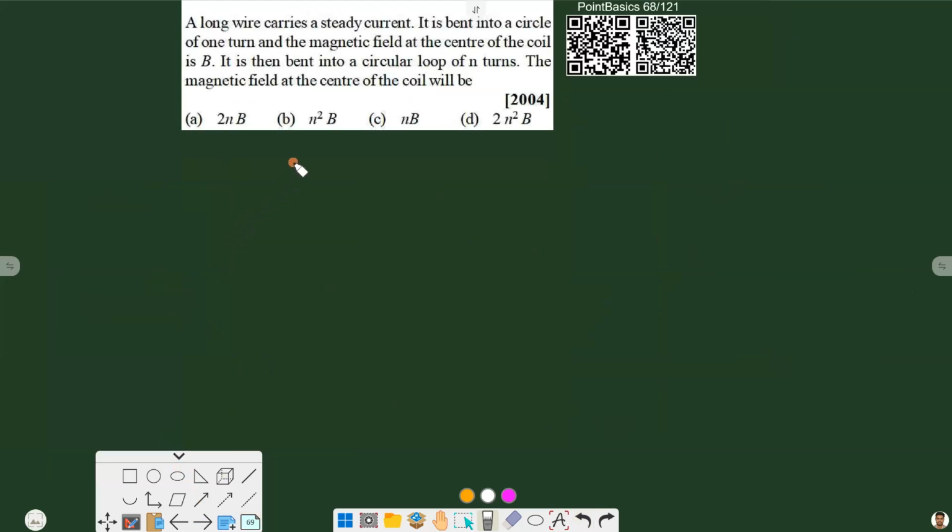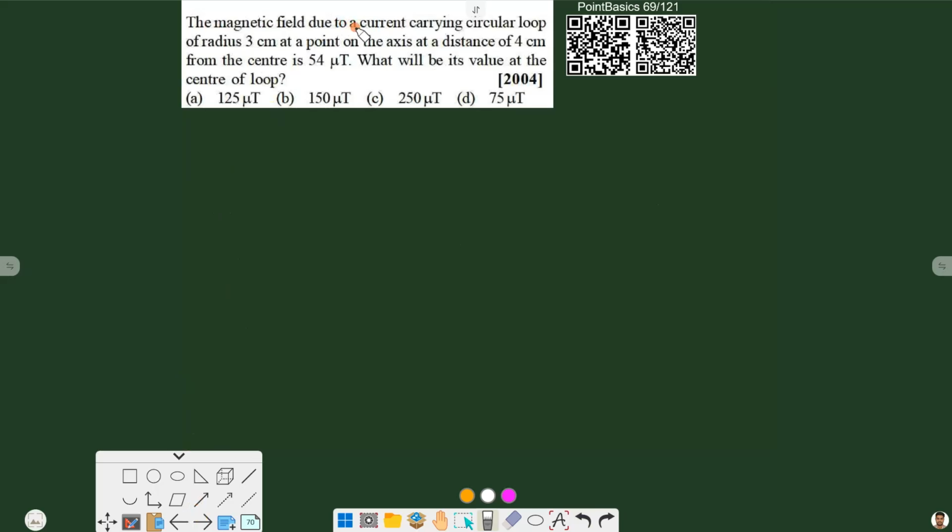So here we have magnetic field at the center of the coil. We know that the magnetic field of the loop by the magnetic field of the coil is equal to 1 by n square, and the magnetic field of the loop is given as B. So from here we can say that the magnetic field of the coil will be n square times B, and option B will be the right answer here. Moving to the next one.